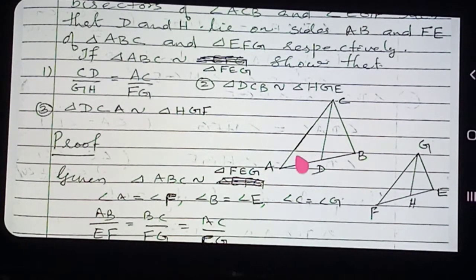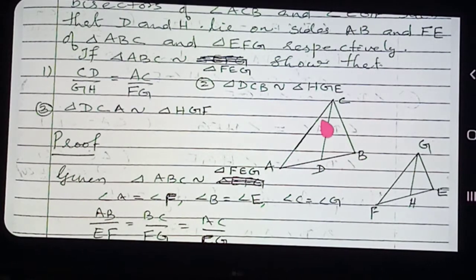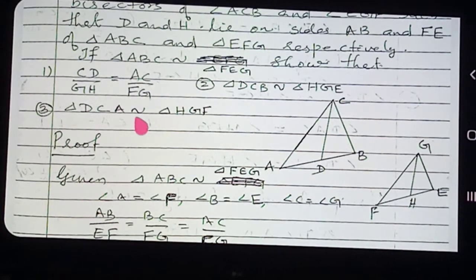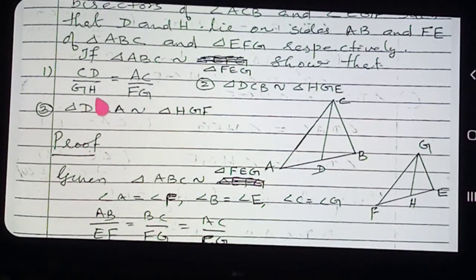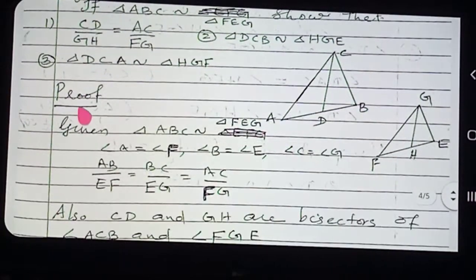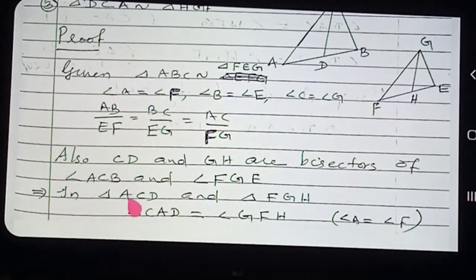Therefore, again by which criteria? By the AA similarity rule, we prove that these two triangles are similar. This we already proved first, and from that only we proved. See here, ACD and DCA are both the same. No?